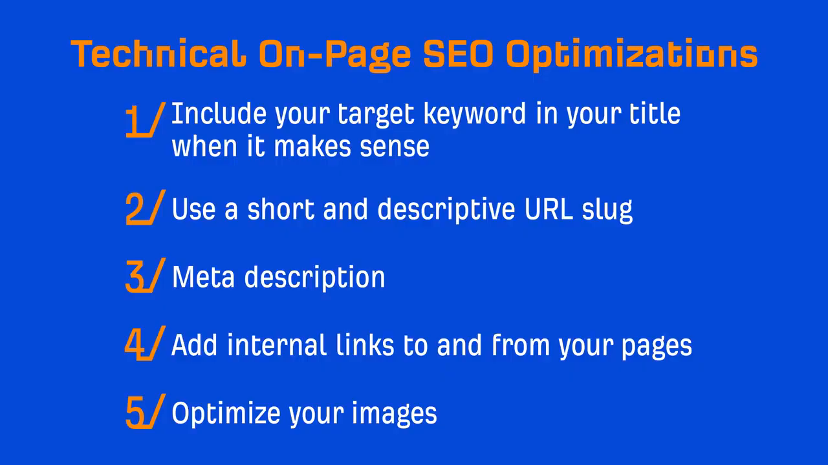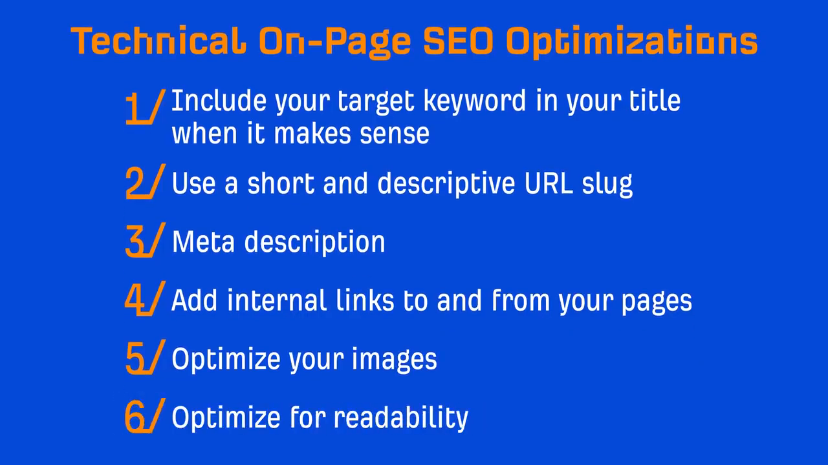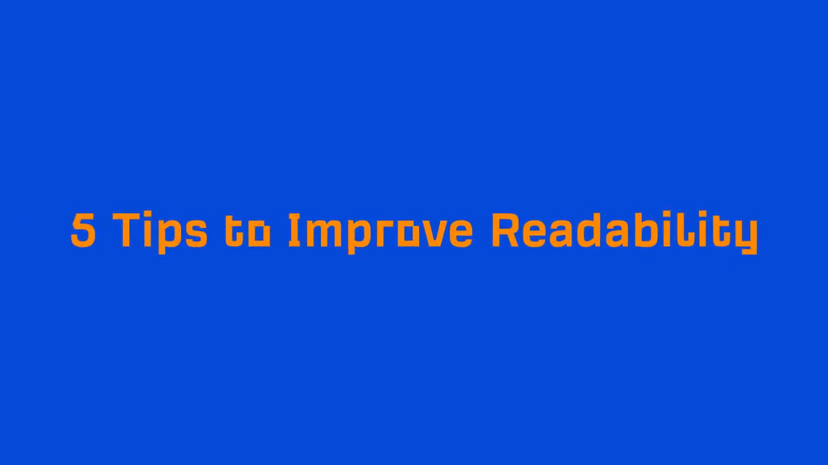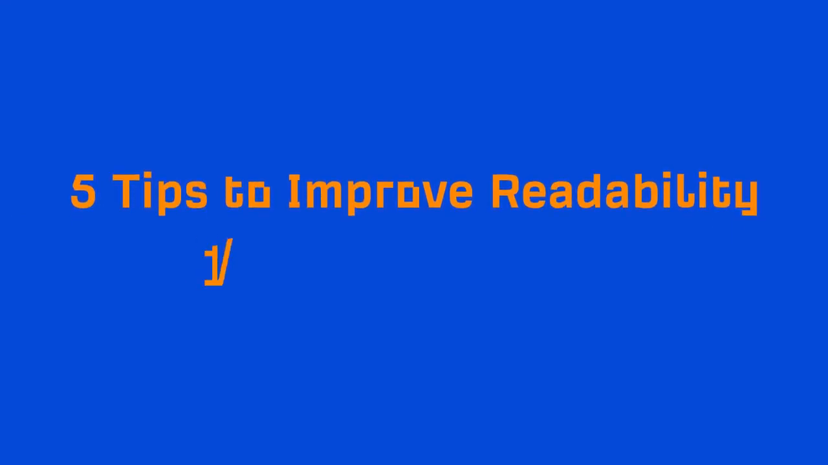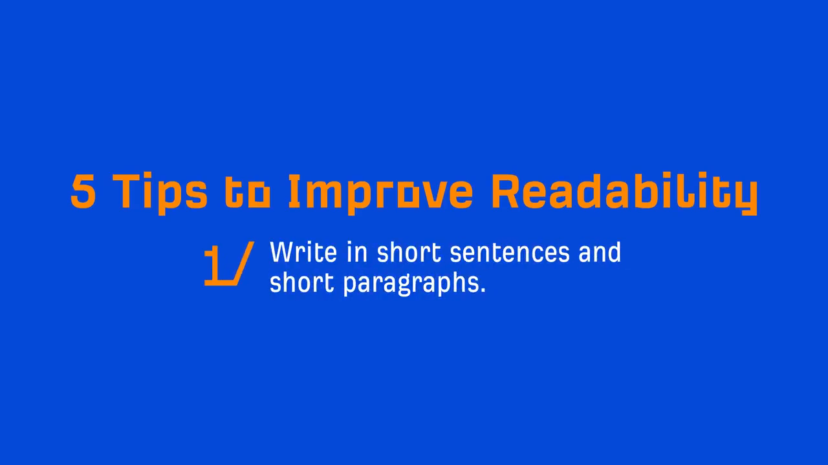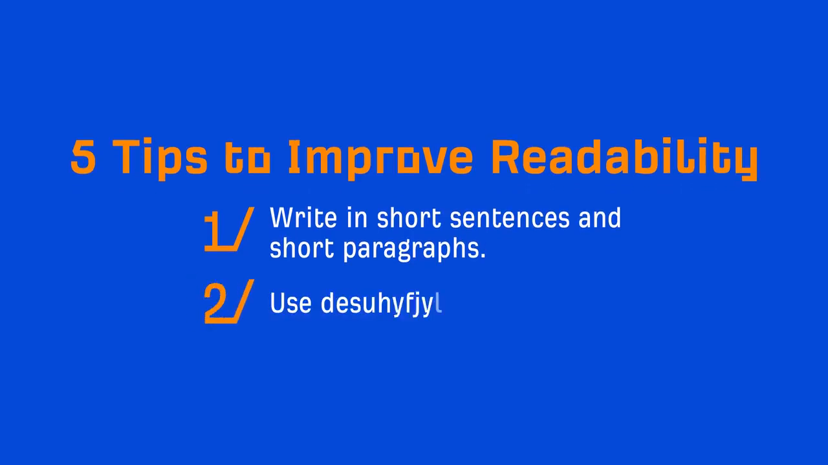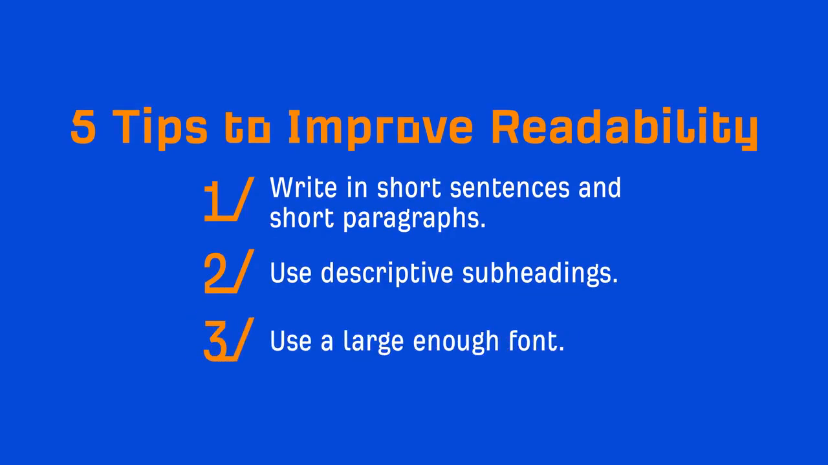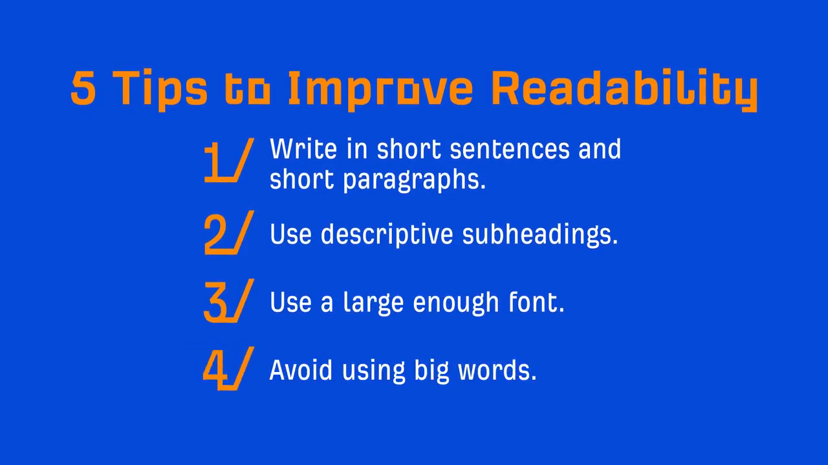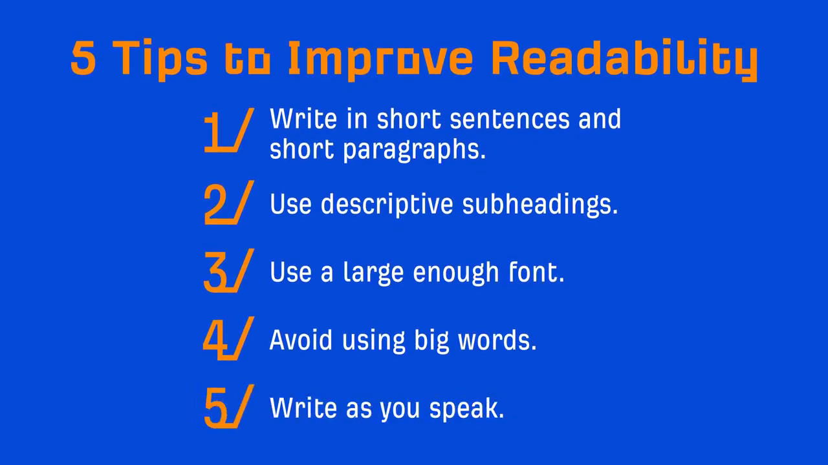And the last thing I highly recommend is to optimize for readability. Here are 5 simple but effective tips you can use to improve readability. Number 1, write in short sentences and short paragraphs because no one wants to land on a page with a huge wall of text. 2, use descriptive subheadings so people who are skimming the article can easily find the things that are important to them. 3, use a large enough font that's easily readable on both desktop and mobile. 4, avoid using big words. It's more important that people understand your content. And 5, write as you speak. Your content will be more conversational and entertaining to read.